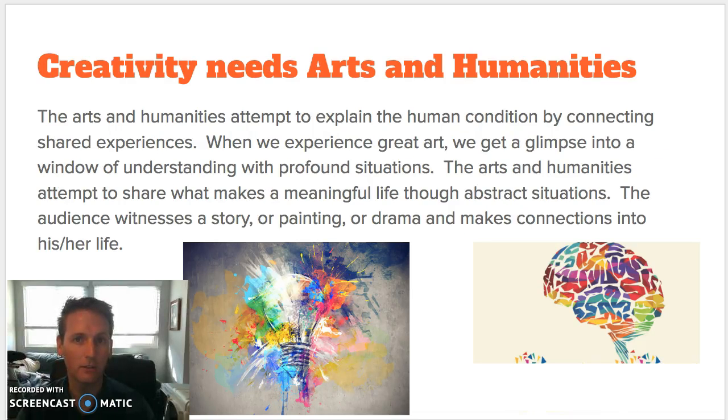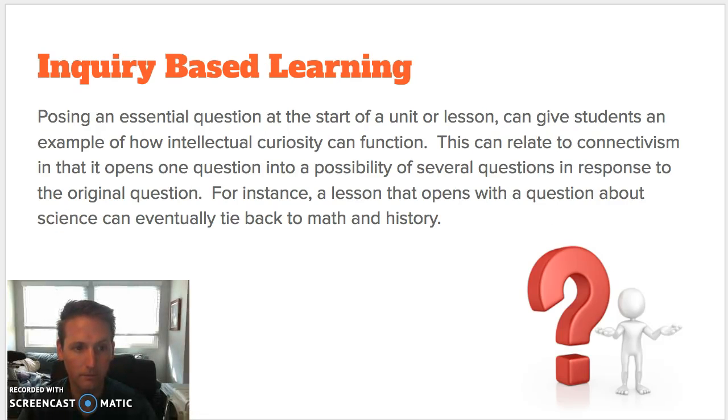Arts and humanities in relationship to connectivism. The arts and humanities attempt to explain the human condition by connecting shared experiences. When we experience great art, we get a glimpse into a window of understanding with profound situations. The arts and humanities attempt to share what makes a meaningful life through abstract situations. The audience witnesses a story, or a painting, or drama, and makes connections into his or her own life.